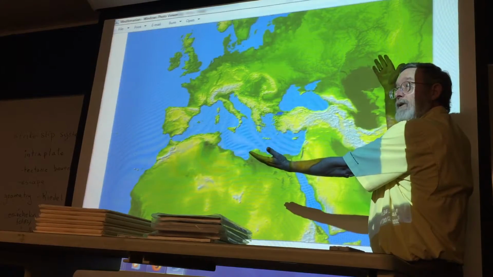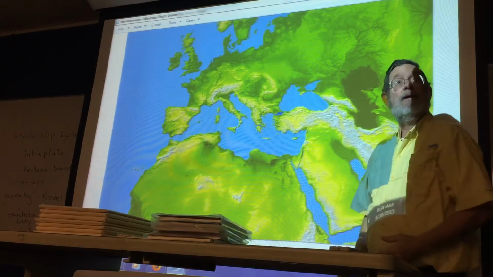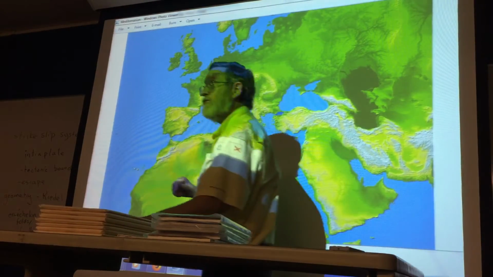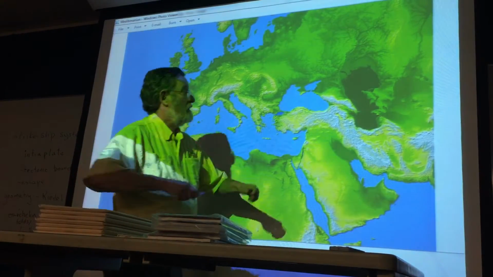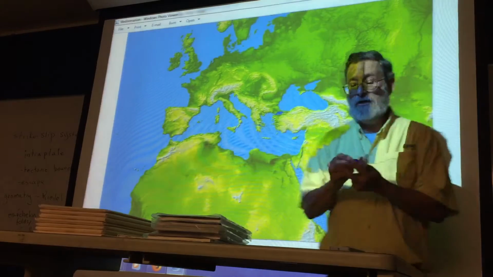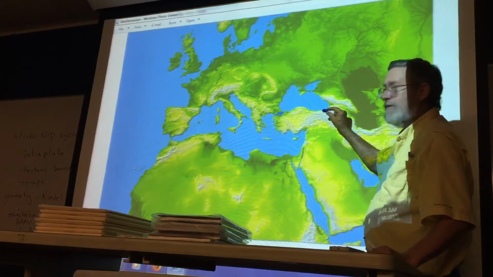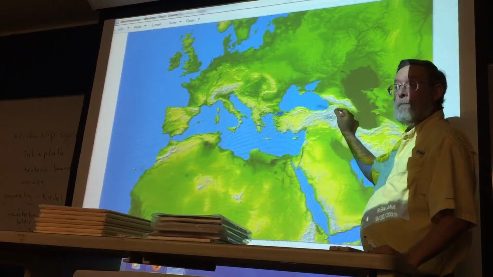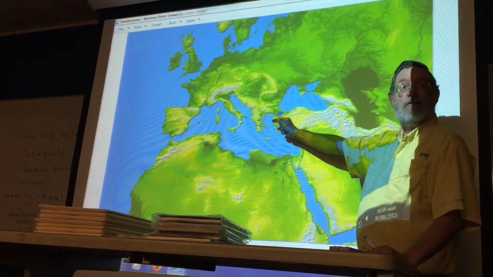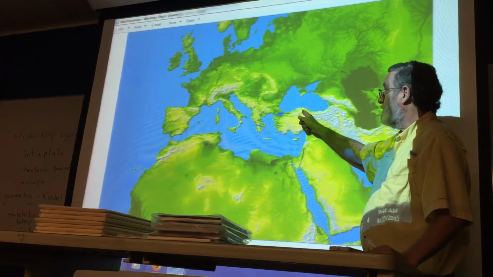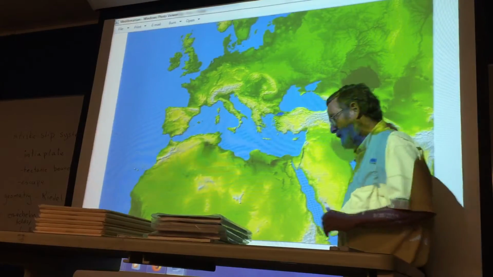And what can you tell me what happened to Turkey? Squished. It got squished and extruded. It's an escape feature. So did it squish out? The geometry is such that this is now Turkey. We're going to put Turkey in the vise here, and it gets extruded out this way, bounded by the northern Anatolian and southern Anatolian fault. Very, very active fault system.